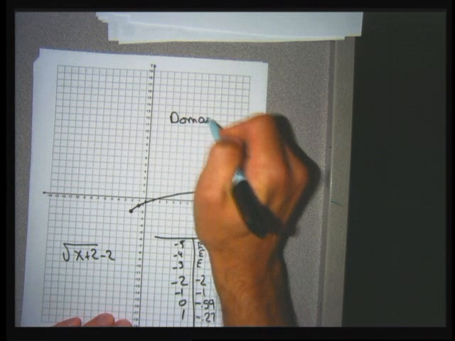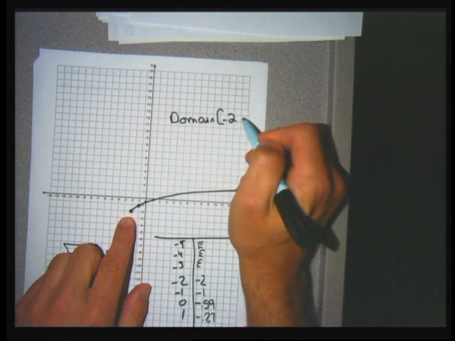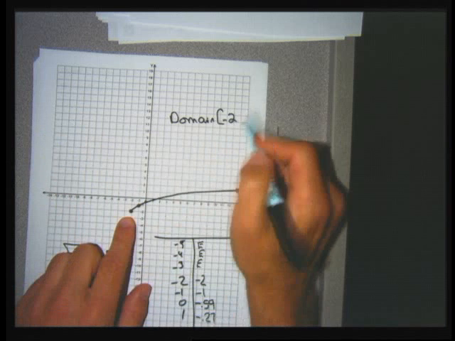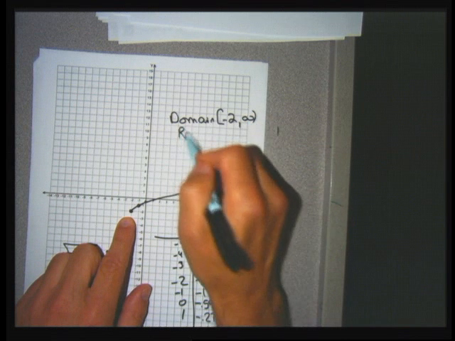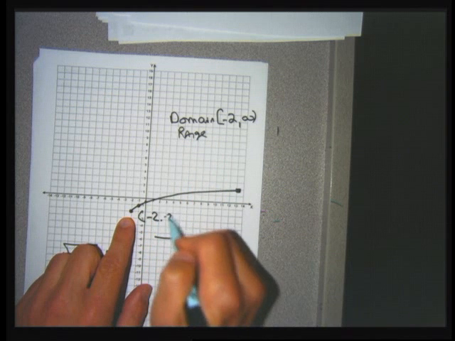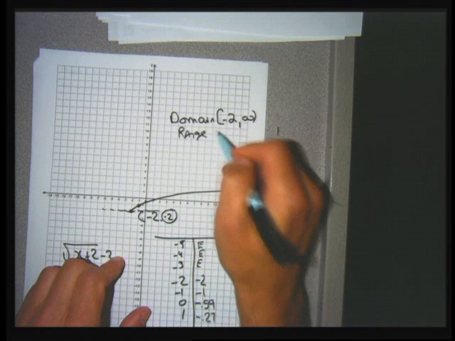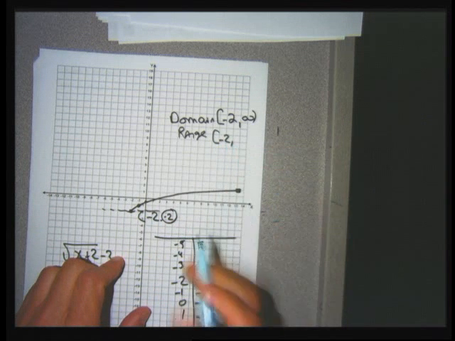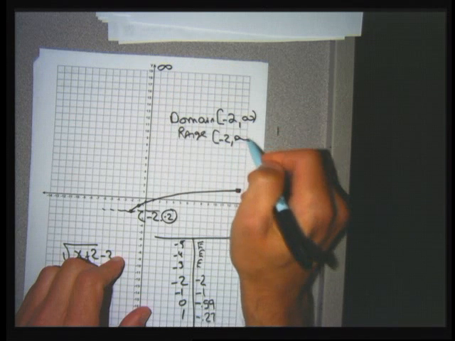For the domain, this starts at negative 2 on the x-axis and goes off to the far right edge of the x-axis. So the domain is negative 2 to infinity. For the range, this point right here is the point negative 2, negative 2. So the graph starts in terms of y's at negative 2, and very slowly it works its way up to the top of the y-axis, which is infinity.